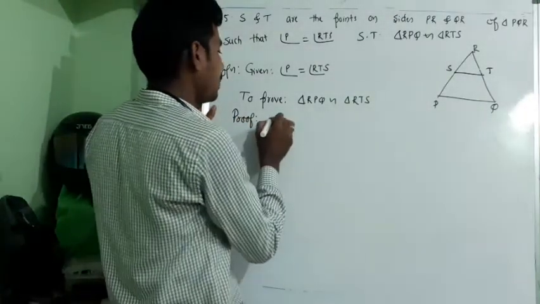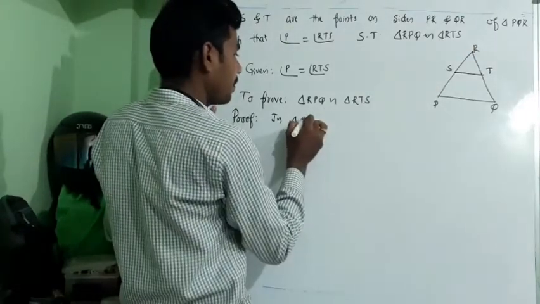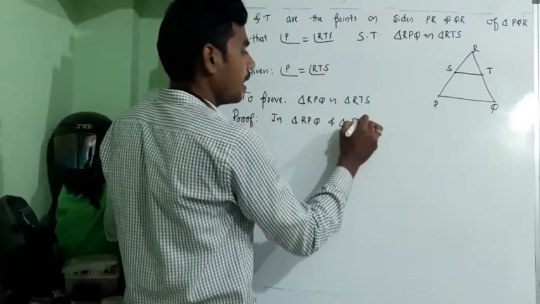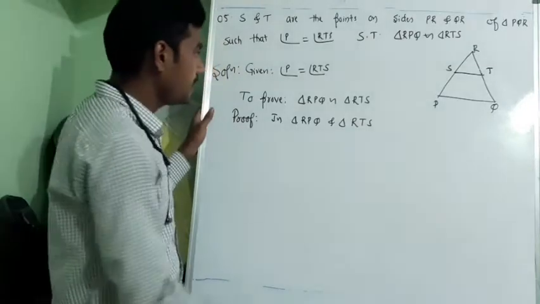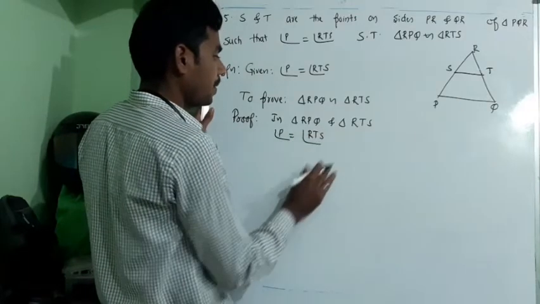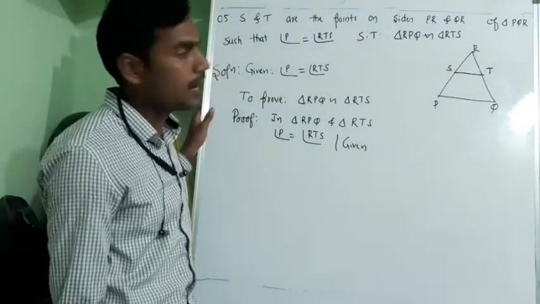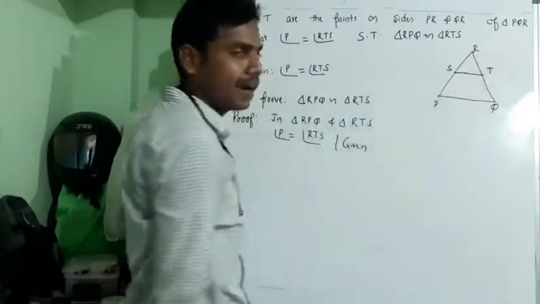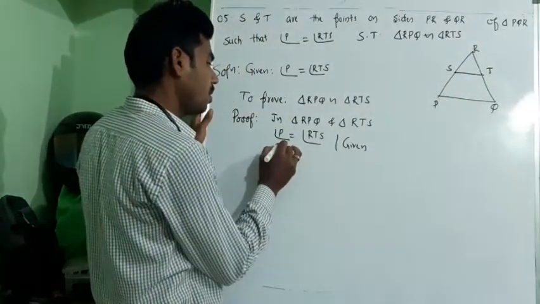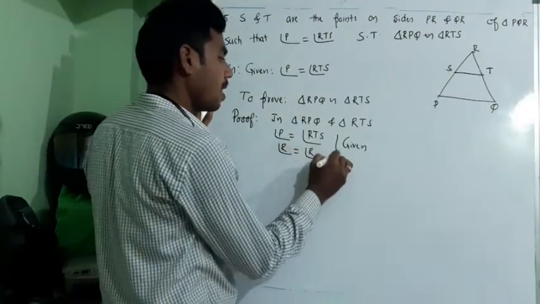Proof. So in triangle RPQ and triangle RTS, what can I write? It is given that angle P is equal to angle RTS. Now what is common here? In case of RTS, angle R is there. In case of RPQ, angle R is there. So angle R is equal to angle R, that is the common angle.